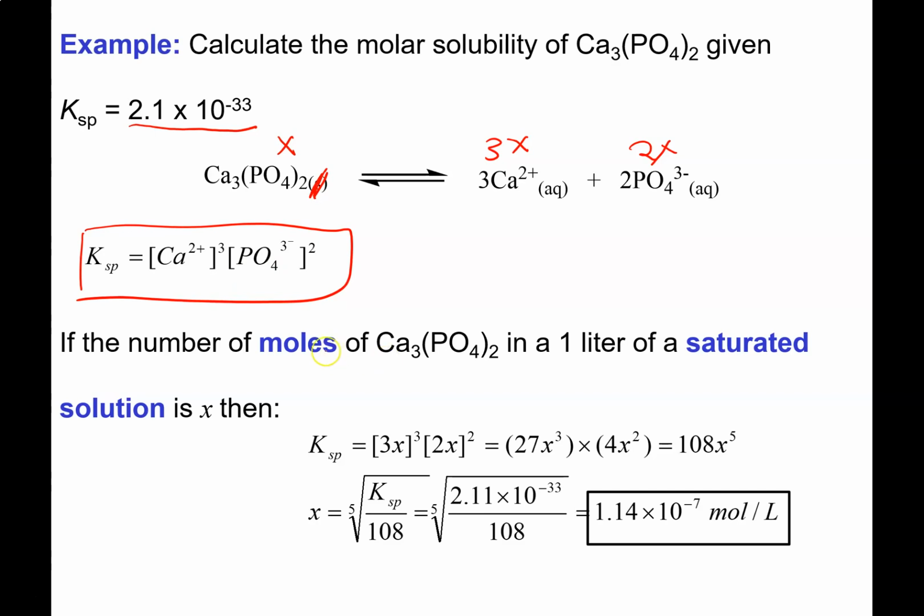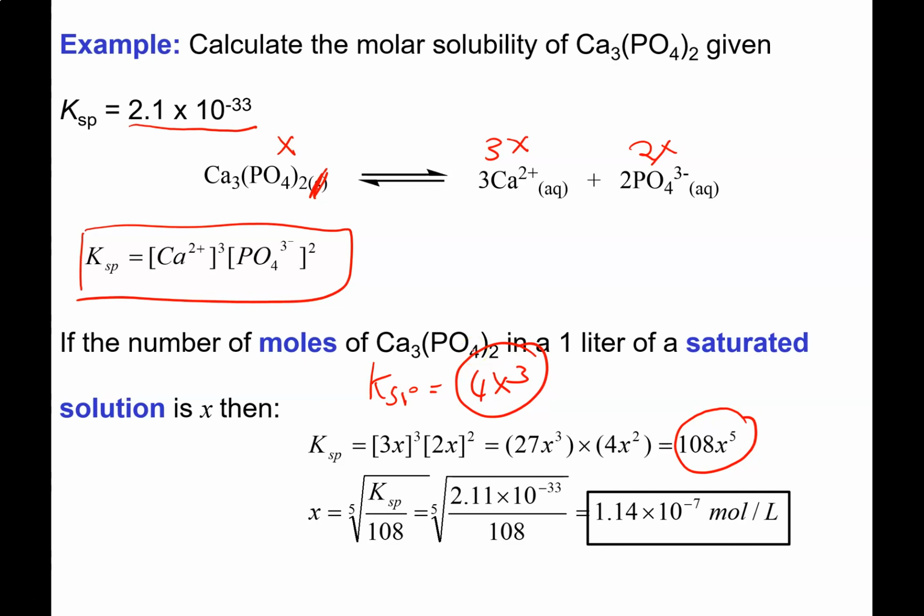So if we have x moles of calcium phosphate in a liter of saturated solution, then our Ksp would be (3x) cubed multiplied by (2x) squared. And now I've just got to be really careful not to make an error with my math. Or you could use the solver. So this is going to equate to 27x cubed times 4x squared, which gives 108x to the 5.